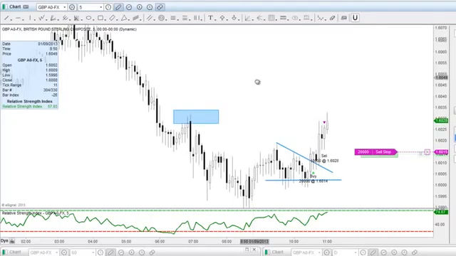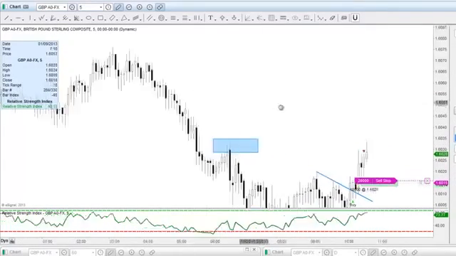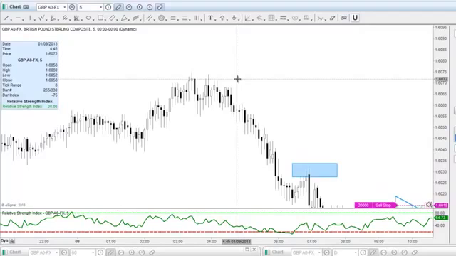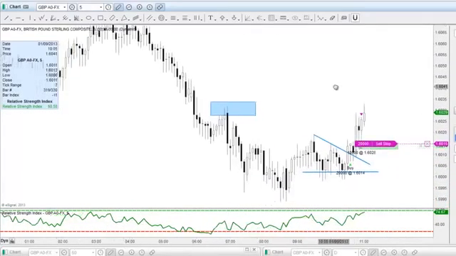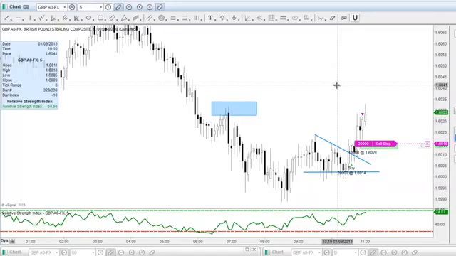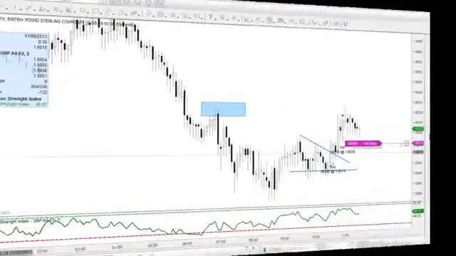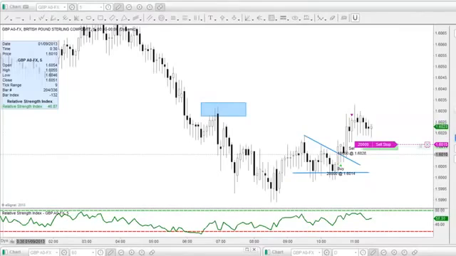But there is certainly the potential that if we get above this structure point, that we may run all the way back up to 60.72s. So let me just pause the video one more time, and I'll come back and show you guys how the trade turned out. And all right, people, it's now 11:31, and we've come back up.